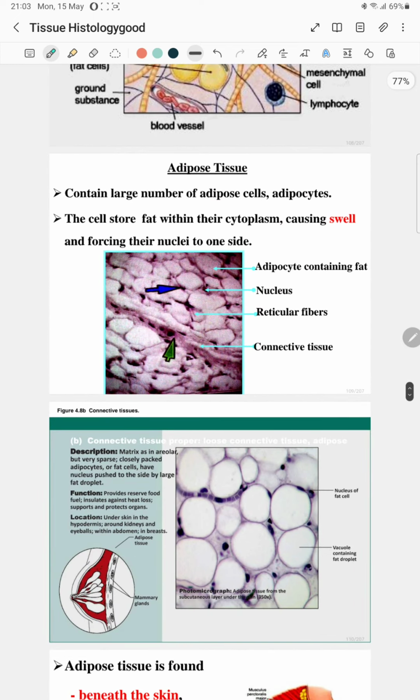Let us just see what adipose tissue is. Adipose tissue, in very simple words, we will understand as fat tissue. How do fat tissues help us? They contain a large number of adipose cells. We call them adipocytes or fat cells. They store fat within their cytoplasm. As you might have seen, many people have a very big belly region and a fatty body. They are loaded with adipose tissue because fat just deposits there.